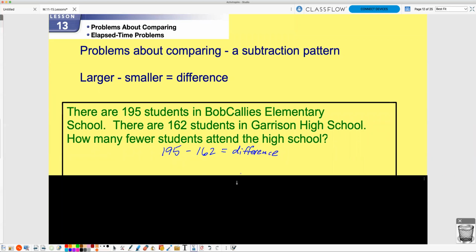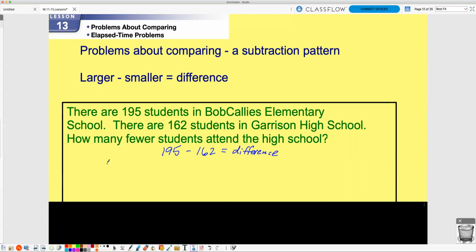The best way to write these obviously would be vertical instead of horizontal. Then you can just work it out and borrow whenever you need it. So if we had these values, this would be 3, this would be 3, this would be nothing. So the difference is 33 students.